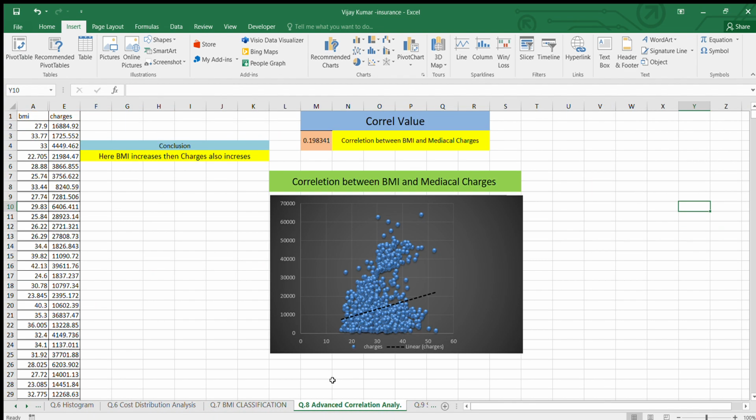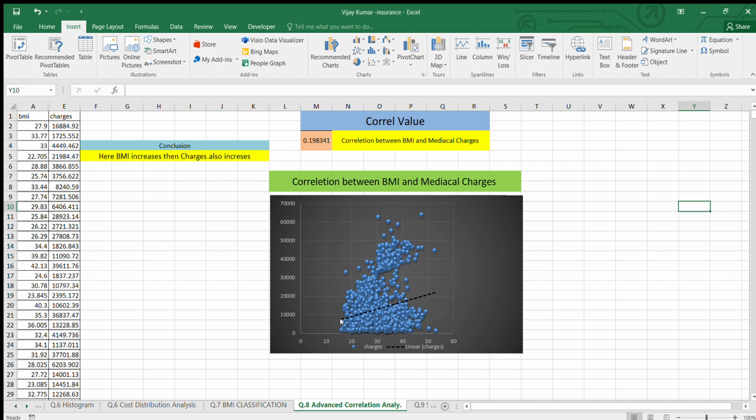And move to question number 8. In question number 8 they have asked for the correlation value between BMI and medical charges. So here we have the correlation value between BMI and medical charges, 0.198341. And this is the scatter plot. In this scatter plot we see the trend line.